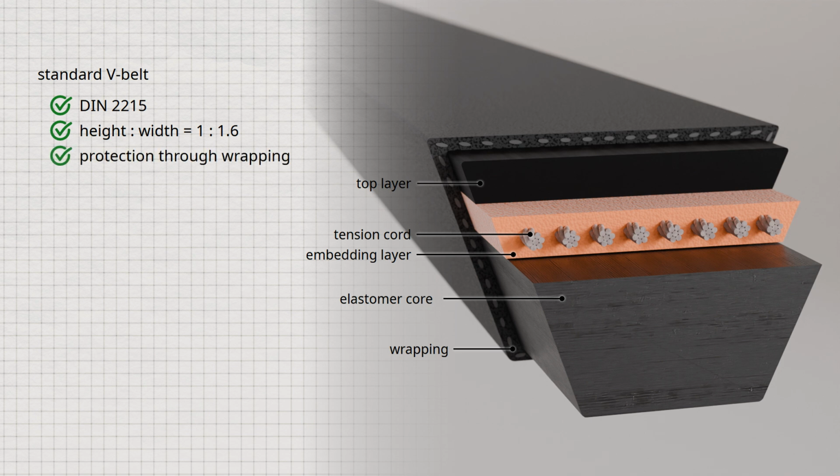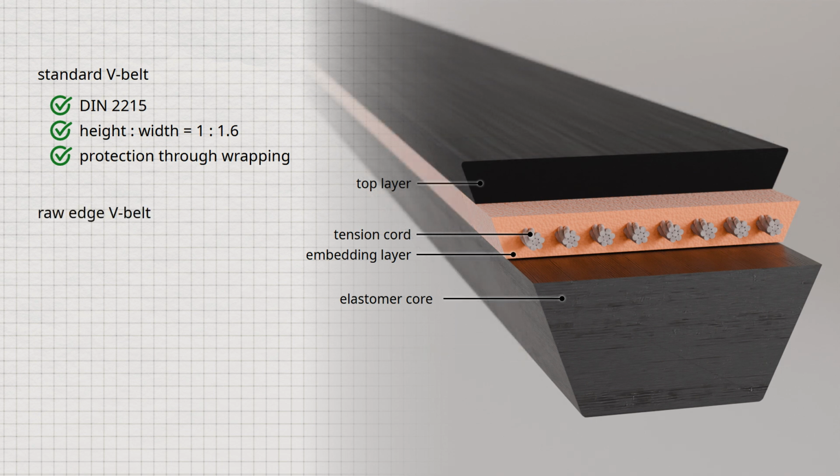Wrapped V-belts are used, for example, in pumps in the chemical industry for conveying aggressive media. In the absence of such a rubber coating, the flanks are raw and the belt is referred to as a raw edge V-belt. Without the relatively rigid wrapping, raw edge V-belts are more flexible. In addition, the power transmission from the pulley to the tension cords is not through the wrapping, but directly to the tension cords. This increases power transmission.